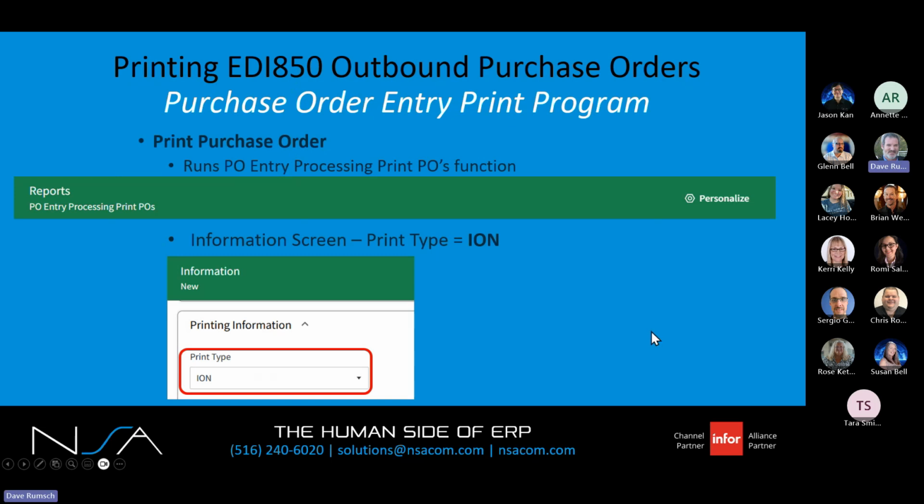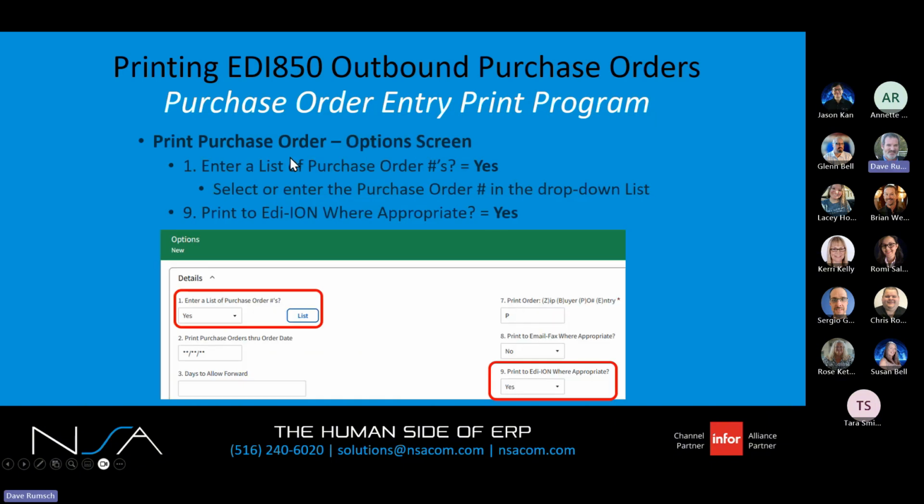The third method that would be used is, I may be working throughout the day and I've created several purchase orders for a vendor manually. In that case, I may want to do them as a list in the purchase order entry print function. So in that function, you're going to purchase order entry processing print POs. On the information screen, you're going to set the print type to ION. On the options screen, you're going to change the list of purchase orders to yes and click list.